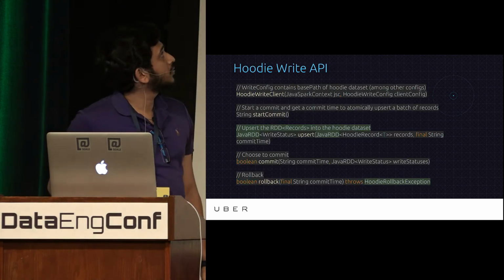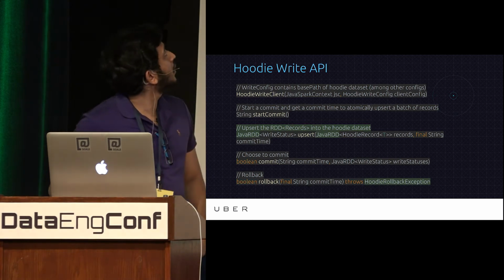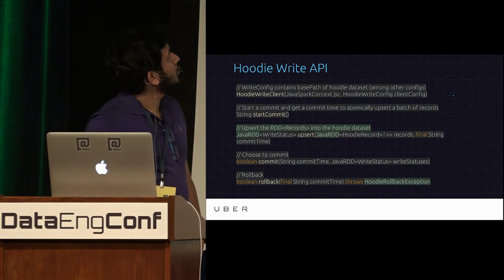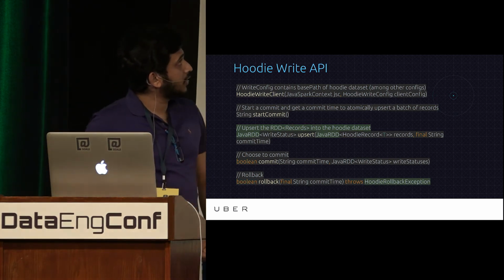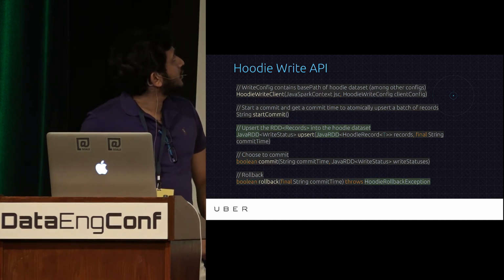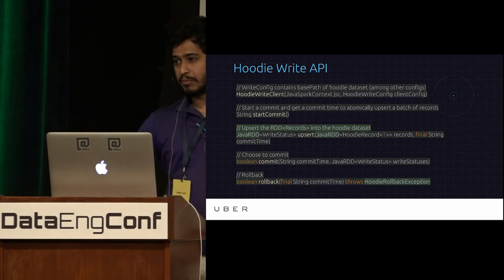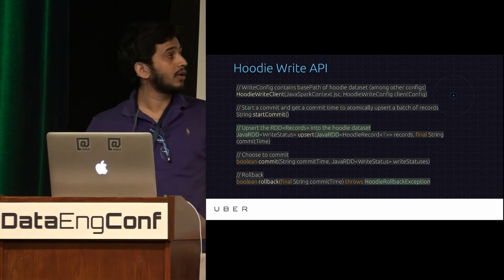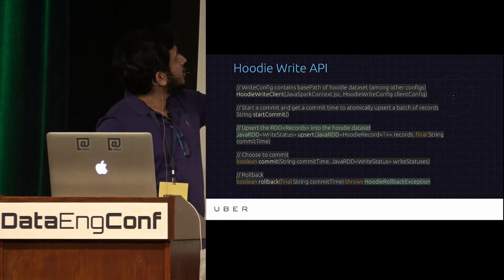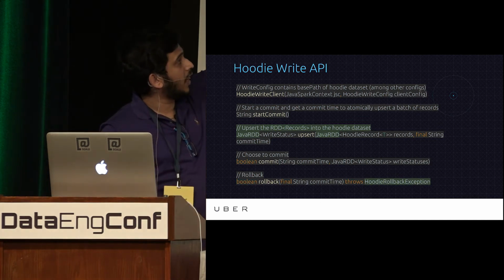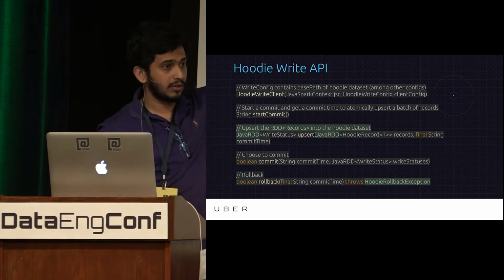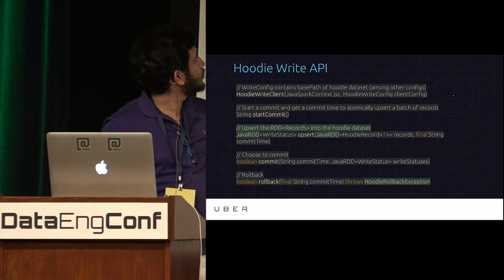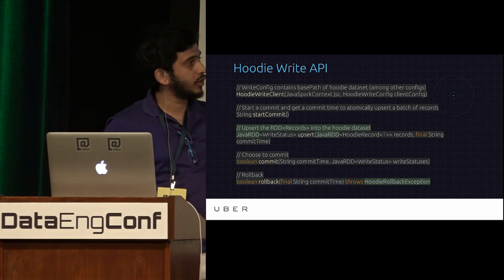So in terms of a Spark job that you want to write, you initialize the Hoodie client with a context and some configs. Then you essentially say start commit. It's like a database commit, opening a transaction sort of thing. It gives you a handle. Then you give it, like I said, an RDD of records with the handled commit time. And then you can explicitly choose to commit the data.